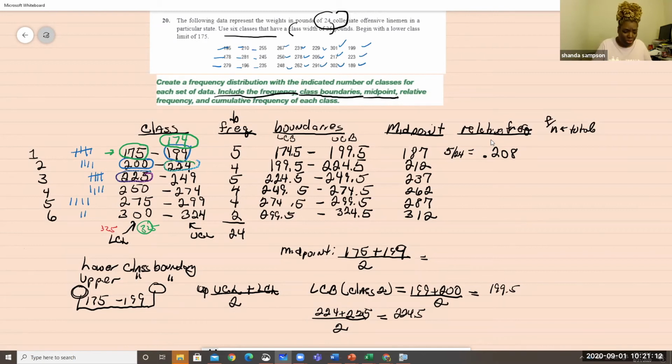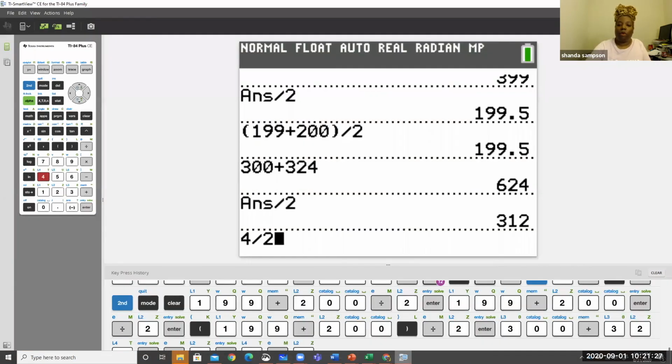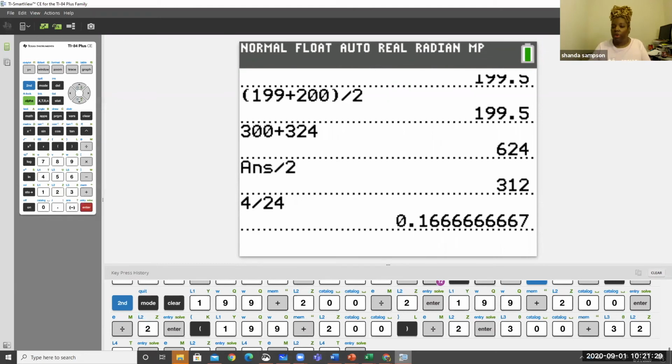All right, and then the next one's 4 divided by 24, which is going to give me 1.66666666, and then that means you got to round it. So 4 divided by 24, just so you see, you got 0.1666. I said 3 decimal places. Ask your teacher what they're looking for.